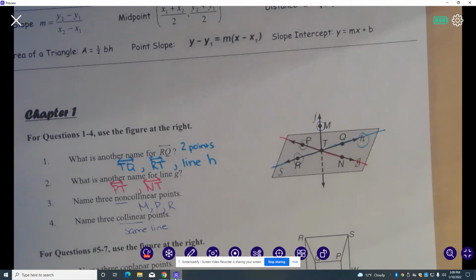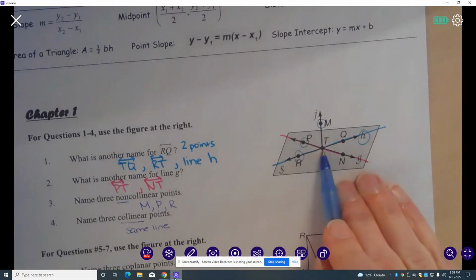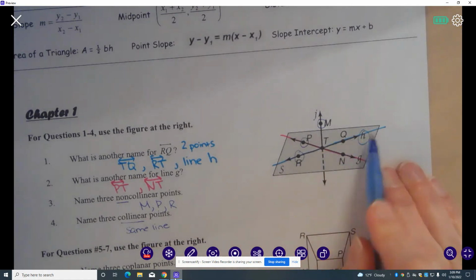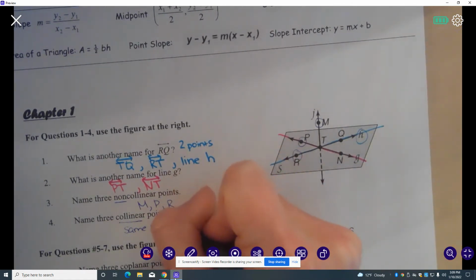And number 4, we need to name 3 collinear points. So this time, my 3 points do have to lie on the same line. So for example, points R, T, and Q are all on this blue line, so they are collinear.